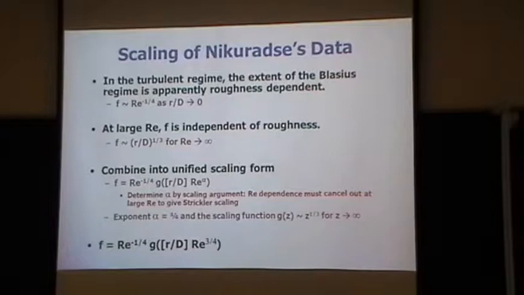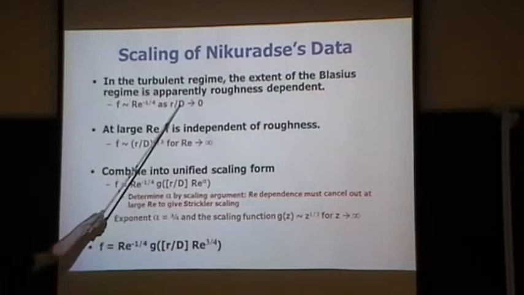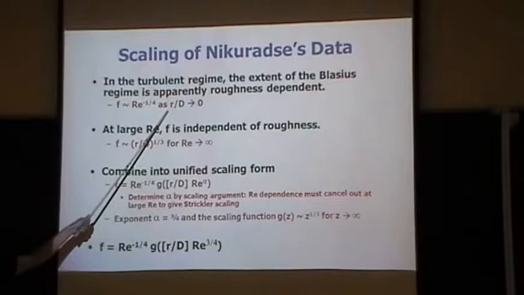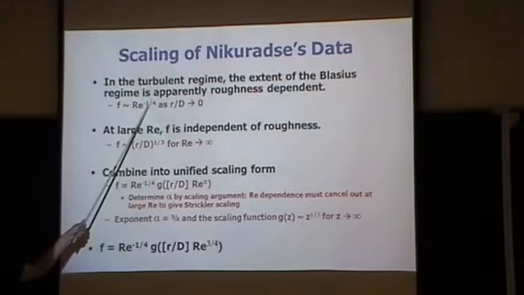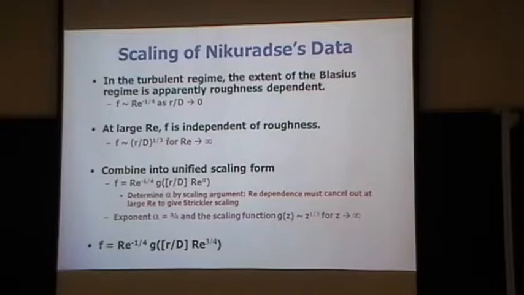So the stylized fact is that as the roughness goes to zero, in other words, the analog of the external field going to zero, the friction factor increasingly goes like Reynolds to the minus a quarter. So that's one fact. The second fact is that at large Reynolds number, meaning the temperature goes to zero, as it were, the friction factor is independent of Reynolds number, and so the friction factor goes like roughness to the one-third for Reynolds number going to infinity.